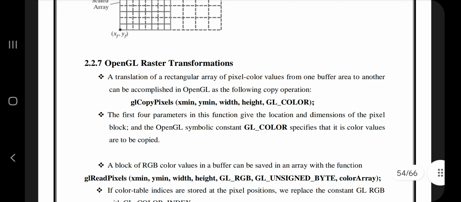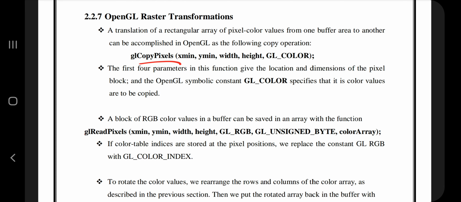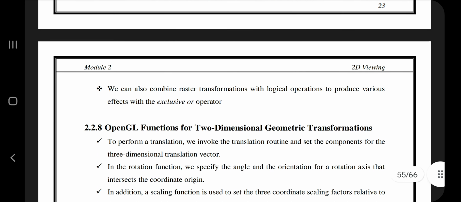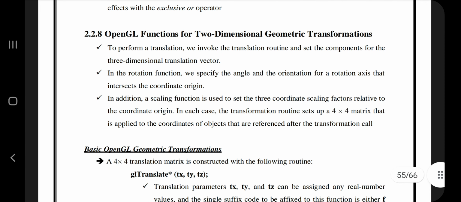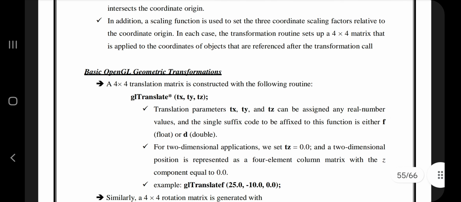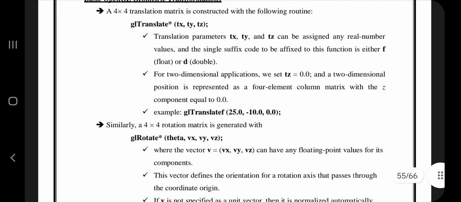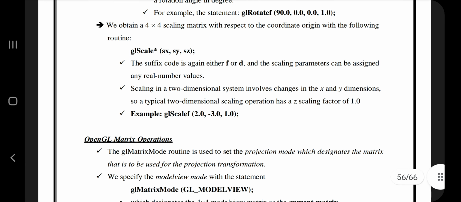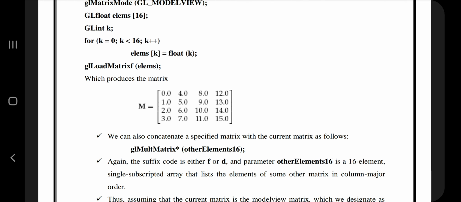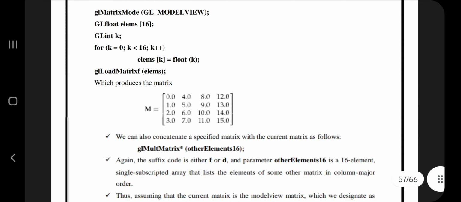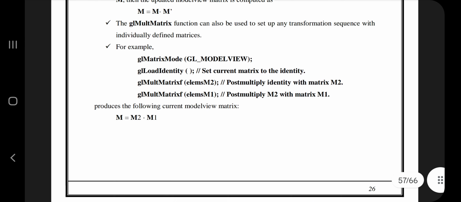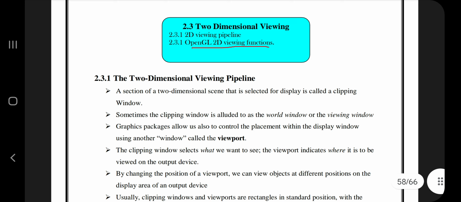And for the raster transformation functions, you will be using copy pixels, read pixels, the same thing what I have mentioned here, but this is actually never asked in the previous papers. So you can just have a look once for this question. Then we have the OpenGL functions for two-dimensional geometric transformations. So this is translate, rotate, and scale, and matrix mode, load identity, load matrix. This already we have studied in the lab programs, right? The same things are mentioned here. Okay, including some other few things, like to multiply matrix we can use the shortcut inbuilt functions.